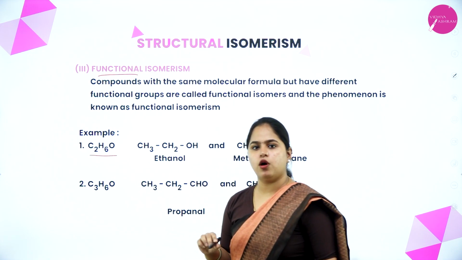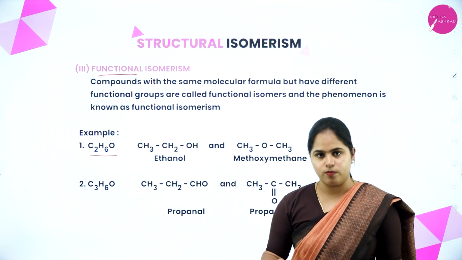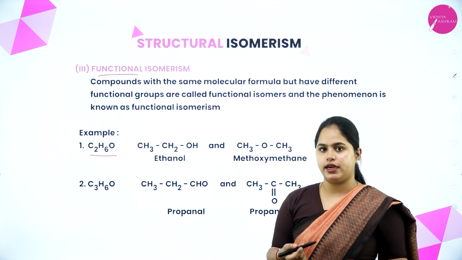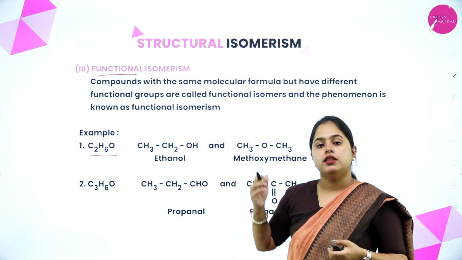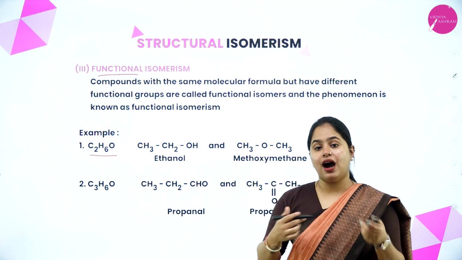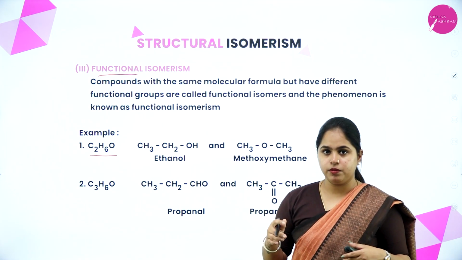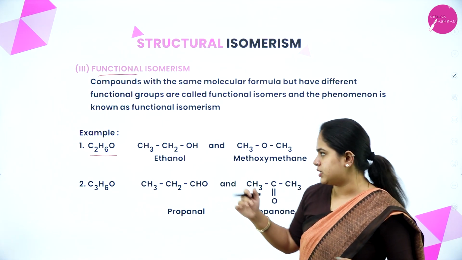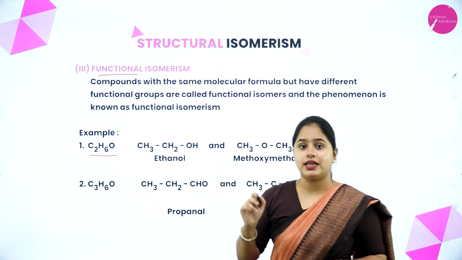So the molecular formula is C2H6O. There are 2 carbon atoms, 6 hydrogen atoms and 1 oxygen atom. The molecular formula is same, but the arrangement of the atoms will be different so that you get 2 functional groups. Let's see. So the molecular formula is C2H6O.